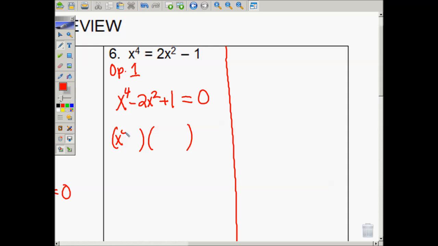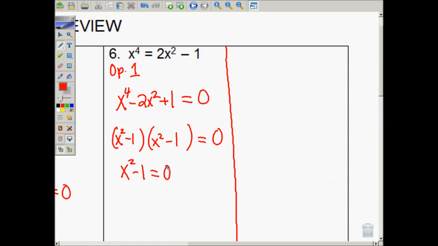I know that this has to be x squared, because x squared times x squared is going to equal x to the 4th, right? All right, so what adds together to give me -2, but multiplies to give me +1? Not -1 and 2, but -1 and -1. Because a negative times a negative is a positive, but a negative plus a negative is still a negative. Okay? And now they equal 0. So I have x squared minus 1 equals 0.